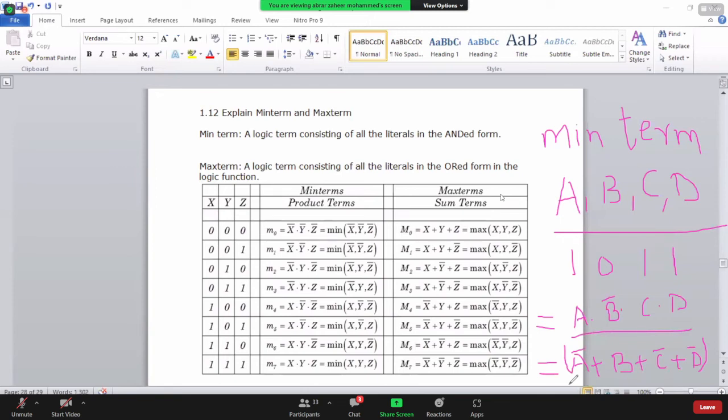This will be the min term and the max term for the 4 variables. The binary number we have taken is 1011.